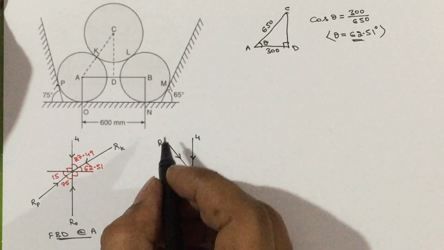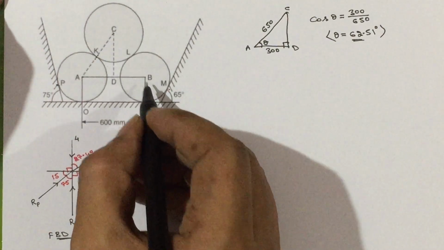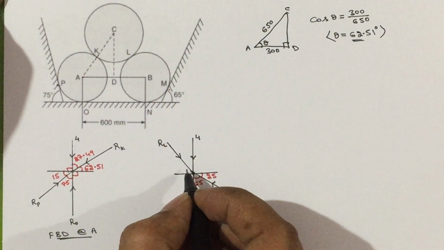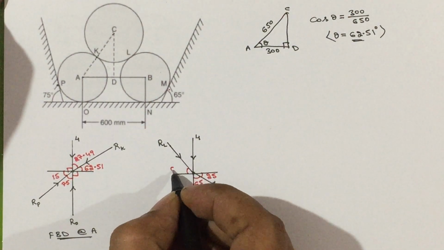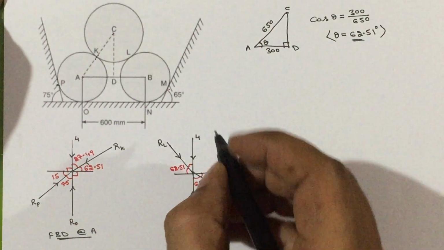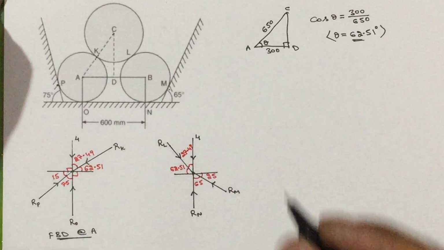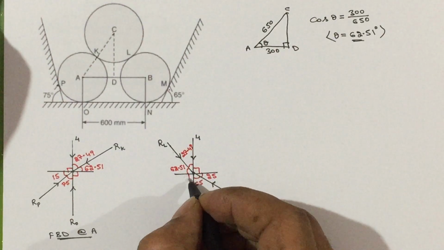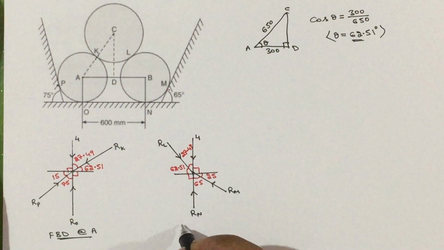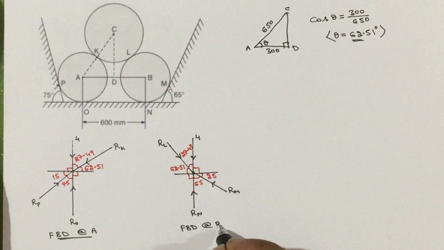Then this is the RL line, that is nothing but the line joining the center of C ball as well as B ball. If you calculate, you are going to get theta as 62.51 only, that is with respect to horizontal. Then the remaining angle will be 27.49. Then this angle is 90, this angle is 90. This is the free body diagram at B point, FBD at B.